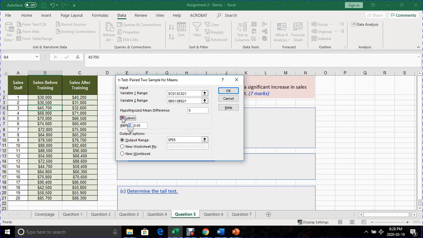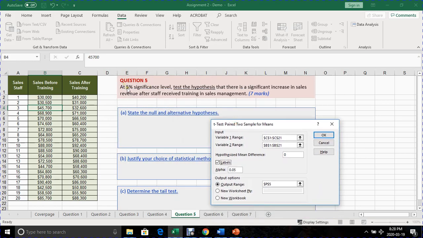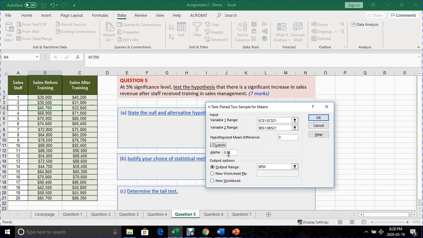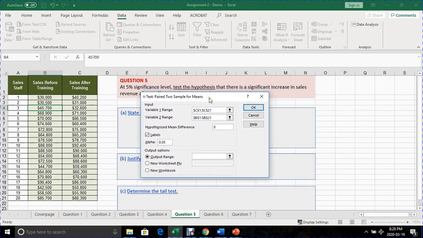Our labels have to be checked to indicate that the first row has the label for each column. The alpha is 5%, as noted in the question, at 5% significance level. So that means our alpha should be 5%. Then for the output range, we need to pick a location. So I'm going to pick a blank cell to display my results. As the cursor blinks, I can pick any blank area to display my results and click OK.